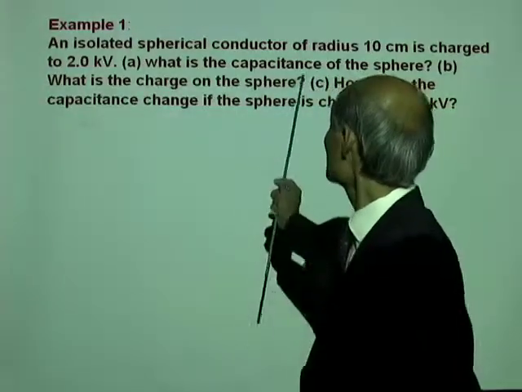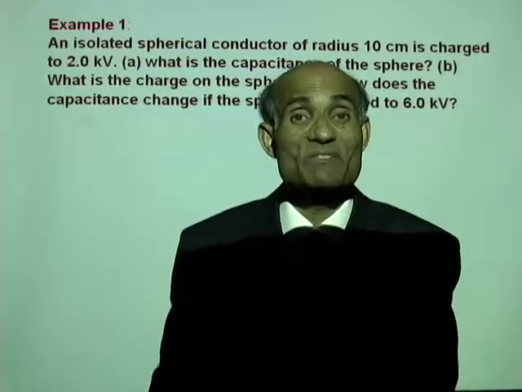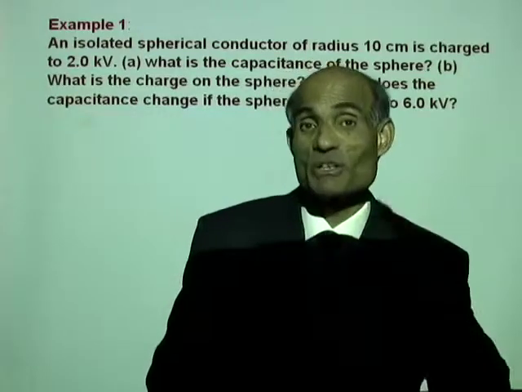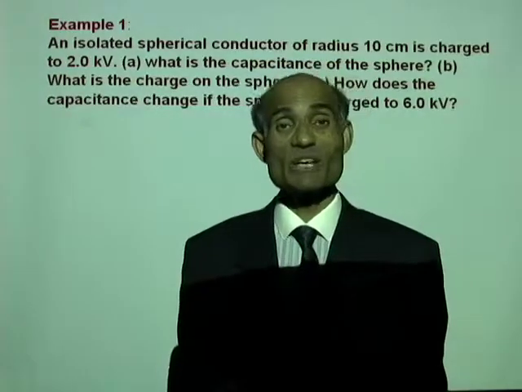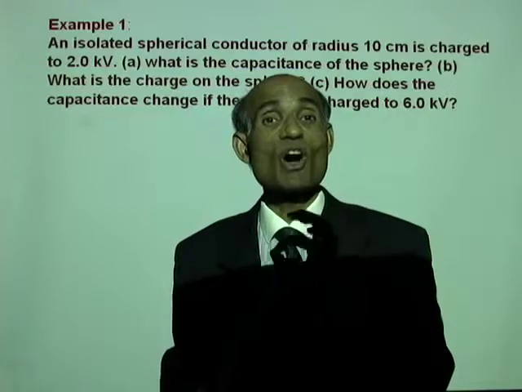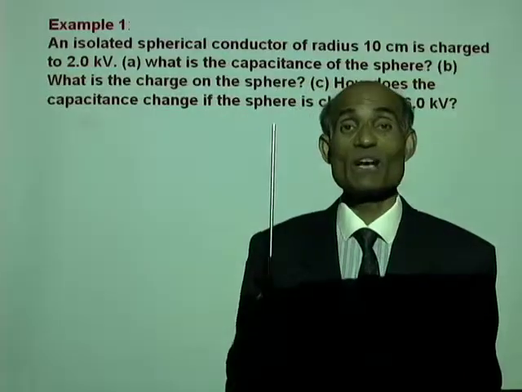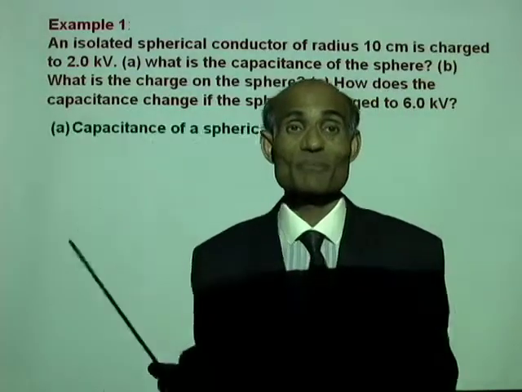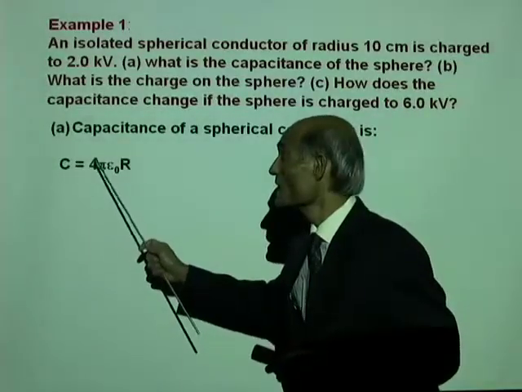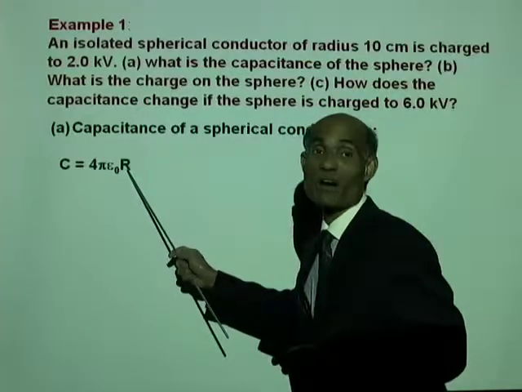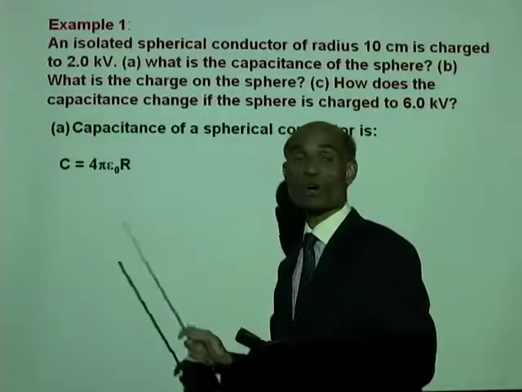Now, what is the capacitance of the sphere? What is the equation for the capacitance of a spherical conductor? We just obtained it about 10 minutes ago. The capacitance of a spherical conductor is 4 pi epsilon naught r, where r is the radius. The capacitance of a spherical conductor depends only on its radius. And we have all those values. The radius is 10 centimeter. All these are constant values.